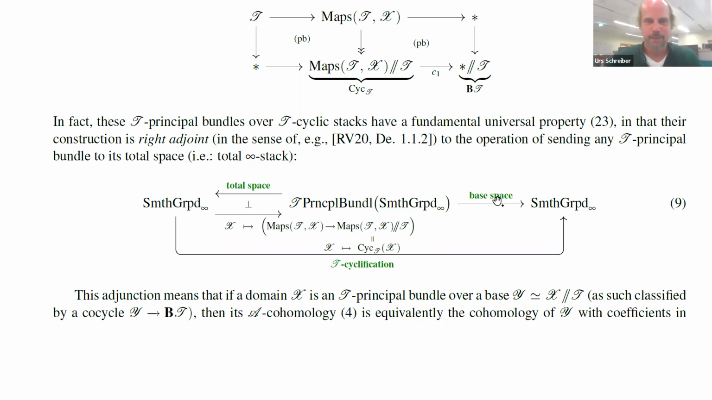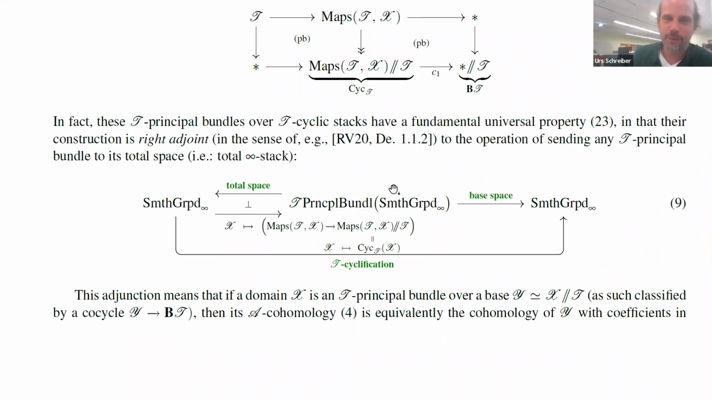It says, if we consider the category of T principal bundles in smooth infinity groupoids, so these are really T principal infinity bundles. Think of circle bundles, but in the context of stacks, then there are of course two evident constructions of this. We can form the total space of any bundle, right? You take the top guy, we can form the base space. In our case, these spaces are stacks, but we can still call them such.